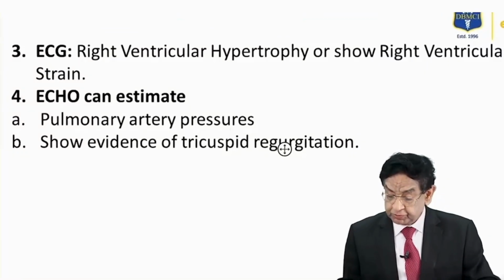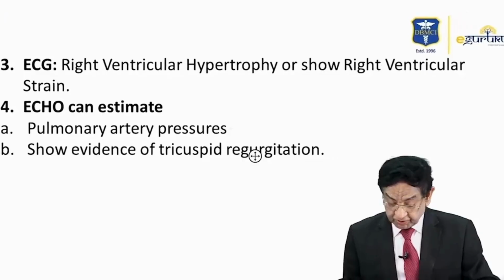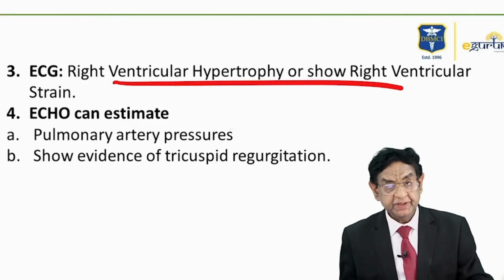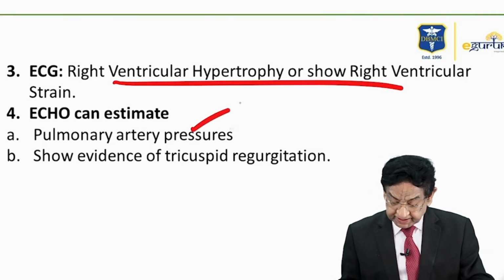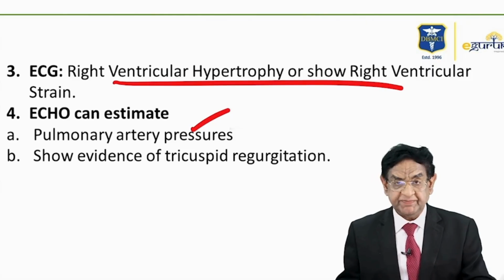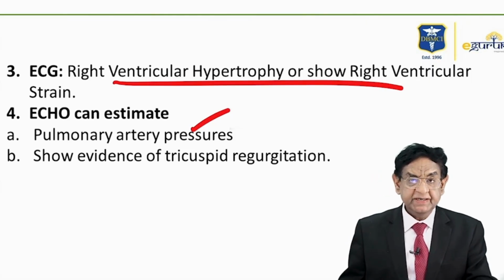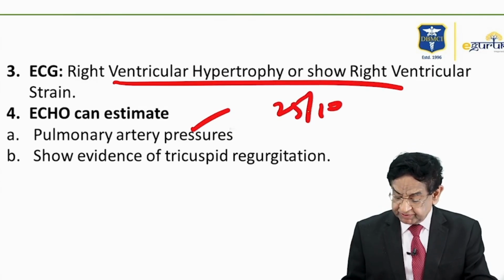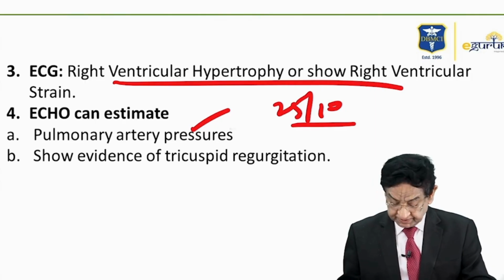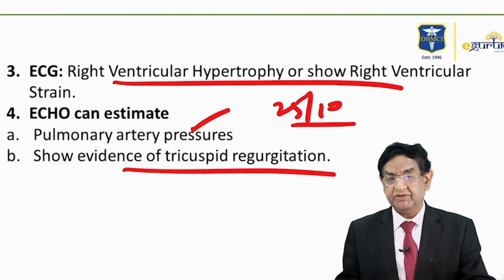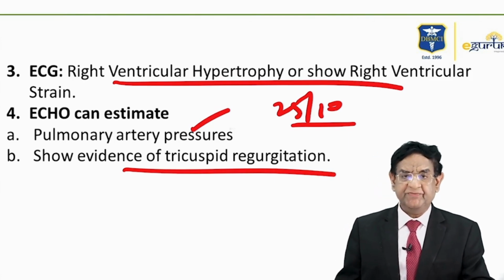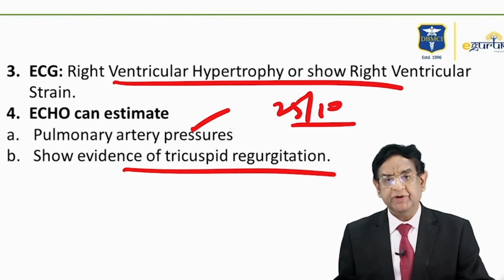ECG will show you right ventricular hypertrophy or maybe right ventricular strain. Echocardiography can give the pressure curve that we need. As I told you, 25/10 is the normal, and it will show all the pressure changes. And there may be evidence of tricuspid regurgitation that we can see very well by echocardiography.